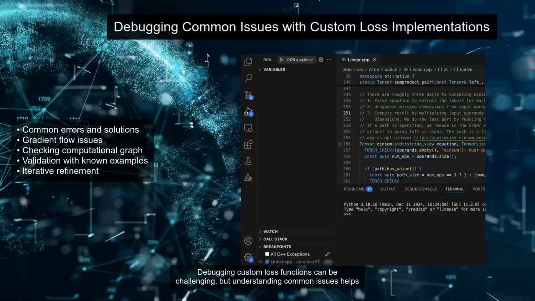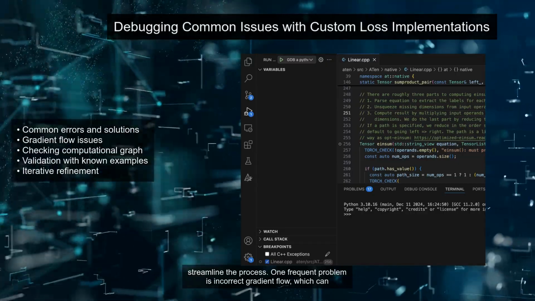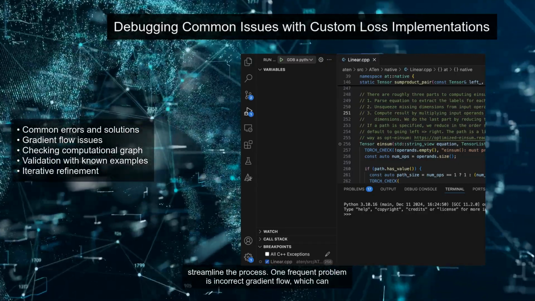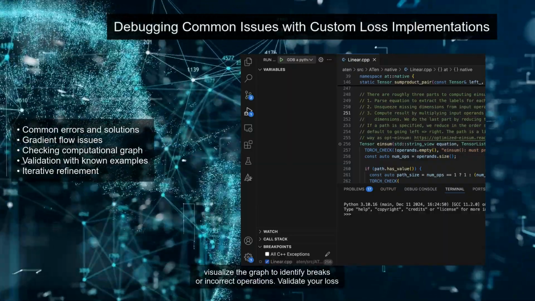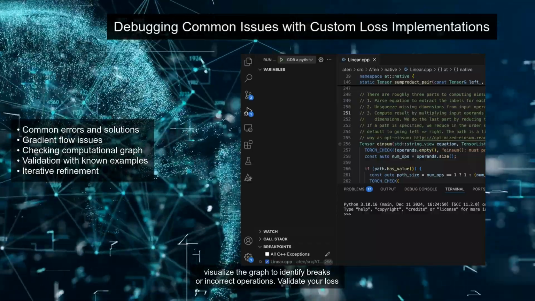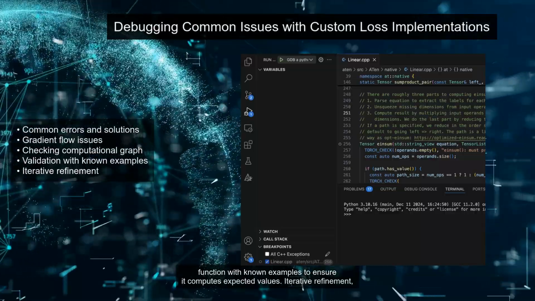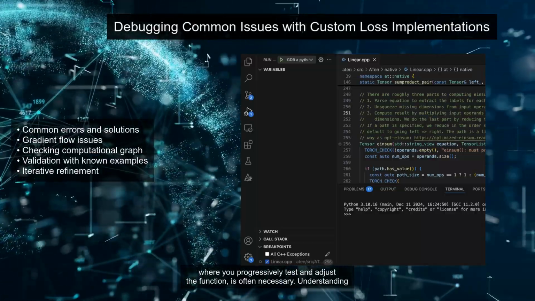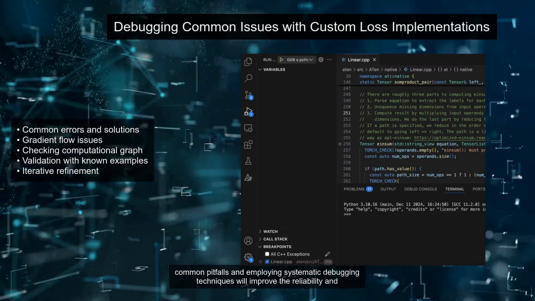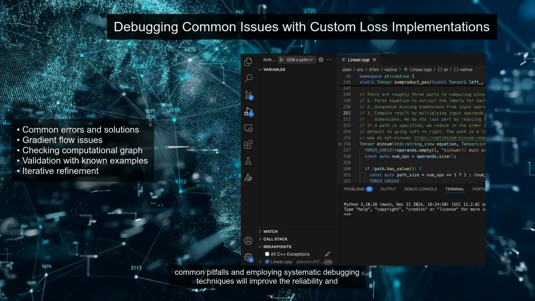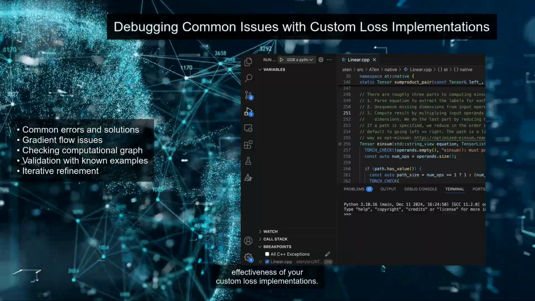Debugging custom loss functions can be challenging, but understanding common issues helps streamline the process. One frequent problem is incorrect gradient flow, which can be diagnosed by inspecting the computational graph. Tools like PyTorch's TorchViz can visualize the graph to identify breaks or incorrect operations. Validate your loss function with known examples to ensure it computes expected values. Iterative refinement, where you progressively test and adjust the function, is often necessary. Understanding common pitfalls and employing systematic debugging techniques will improve the reliability and effectiveness of your custom loss implementations.